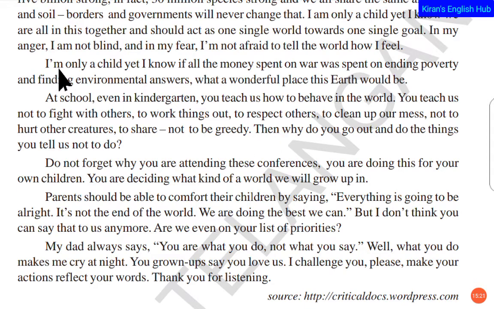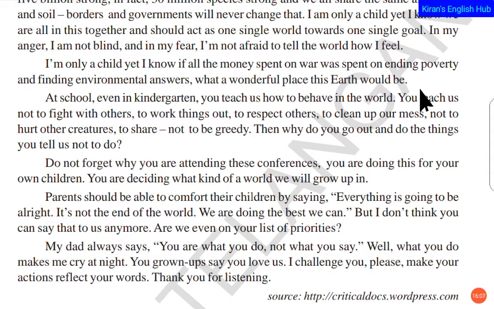I am only a child, yet I know if all the money spent on war was spent on ending poverty and finding environment answers, what a wonderful place the earth would be. She has a very interesting statement here. She's saying all the billions of crores, all the millions of crores, that money which is spent on the war, on ammunition, on bombs, on nuclear weapons, if that money can be spent to save the earth, to end the poverty, to save the environment, then earth would have been a very happy place to live.